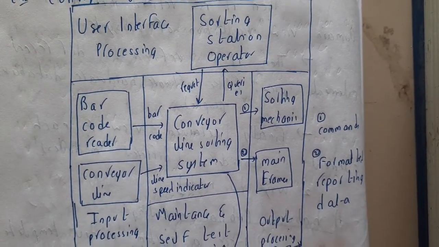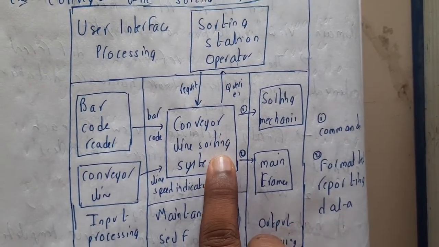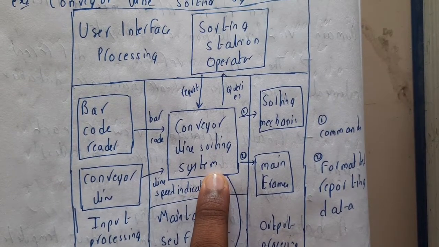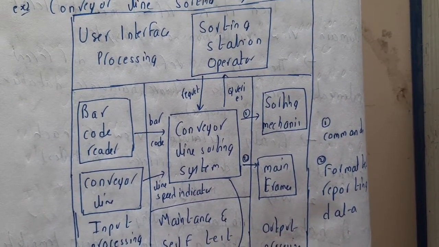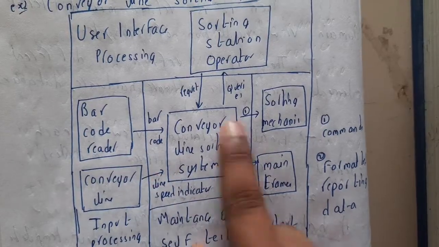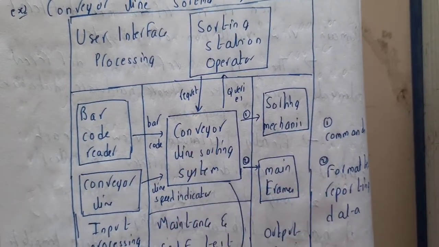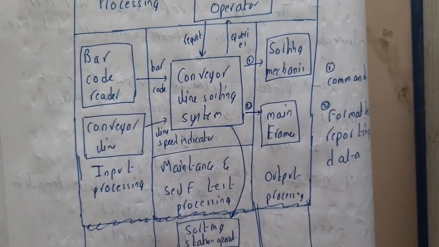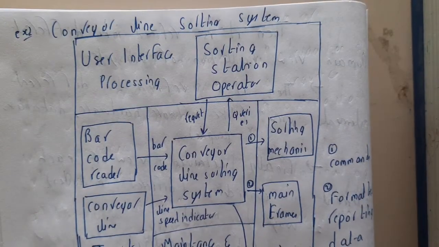If you take a small example, that is a conveyor line sorting system. It will be sorting based on barcodes or anything. It will take multiple inputs, produce multiple outputs, handle requests and queries also, and sort the data at the end. You can just go through the example.